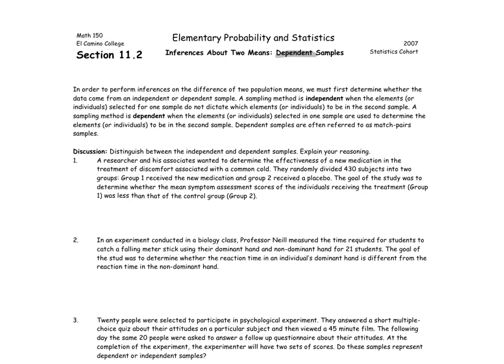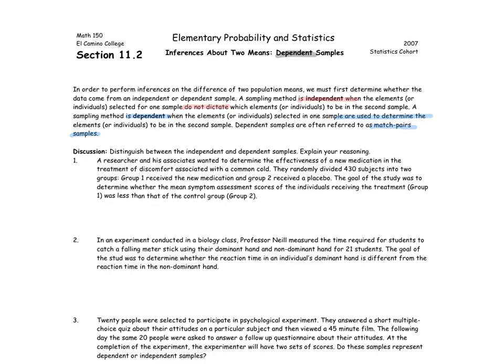So remember, a sampling method is independent when the individuals selected for one sample do not dictate the individuals to be in the second sample. This section we're looking at a dependent sampling method. It means the individuals selected in one sample are used to determine the individuals in the second sample. And sometimes we call the dependent sample matched pairs samples or matched pairs data.